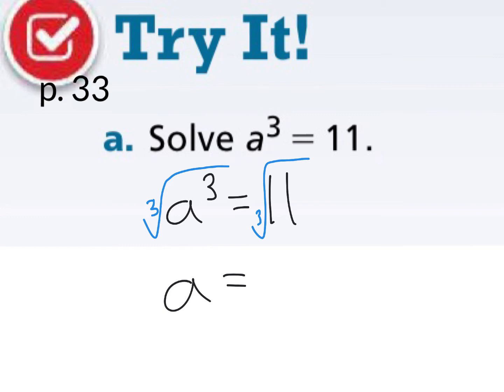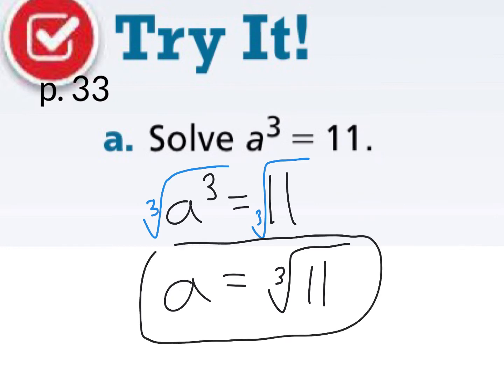And cube root of 11 doesn't come out evenly. And remember, for cube root, we don't add plus or minus in front of it. So since it doesn't come out evenly, and they don't tell us any more directions on what to do, we're just going to leave that as our answer. A equals the cube root of 11. Okay, and we could figure out approximately what it is if we're interested, but this is really all we need for this problem.